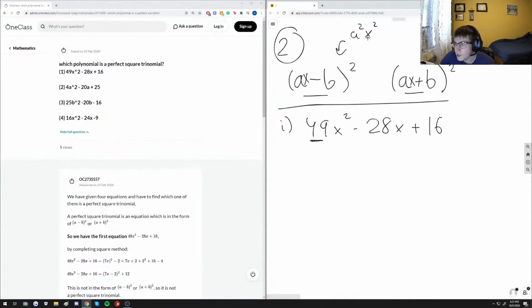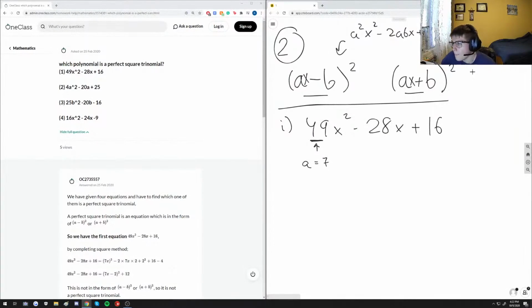So we get a squared x squared minus 2abx plus b squared. And then the same would happen for here, but instead of a minus, we have a plus here. So a squared x squared plus 2abx plus b squared. So with this realization, we have to set our a to be the square root of this number here. So the square root of 49 is 7. So we're going to take our a to be 7.